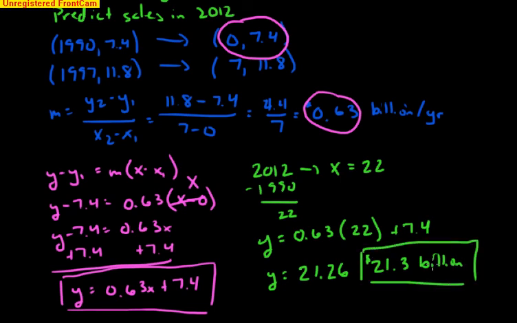Okay? And there is a word problem where you have to find 2 points, find the equation of the line, and then predict something about the future. So make sure you can do this one good.